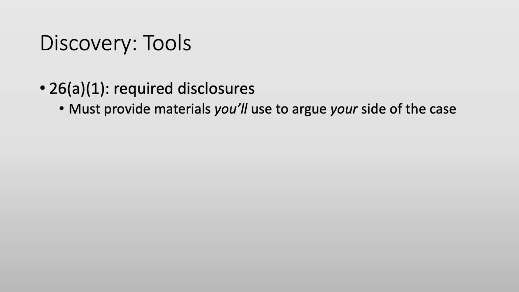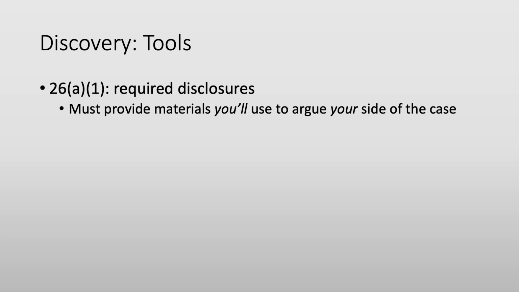So let's think now about how it is that you prosecute discovery. You have a few central tools. First, you have your required disclosures. So these are pieces of information that you have to provide to the adversary right at the beginning of the case or as soon as you have them, because they are the materials that you will use to argue your side of the case. So each party has to provide all the information they're planning on using to support their arguments.